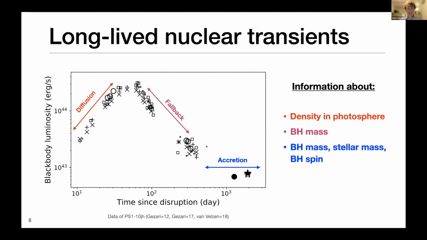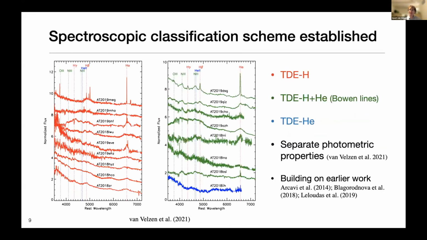Of course, we don't have such good data for every source. We do have a spectroscopic classification scheme, and I have to show this since there's so many supernova folks in the audience. And I think you will start taking this field serious when you have a spectroscopic classification scheme. We don't call them type 1 or type 2, but we have hydrogen dominated, hydrogen plus helium dominated, or helium only tidal disruption events. And these separate nicely into distinct photometric properties as well.